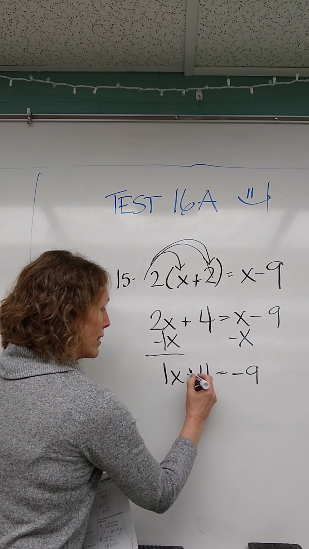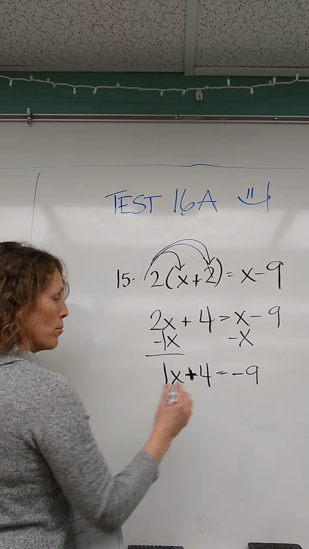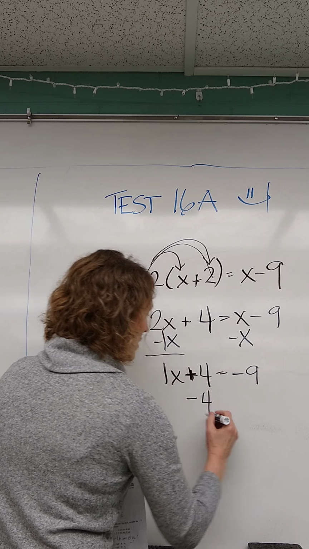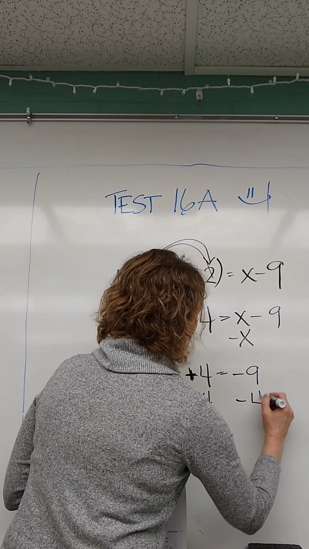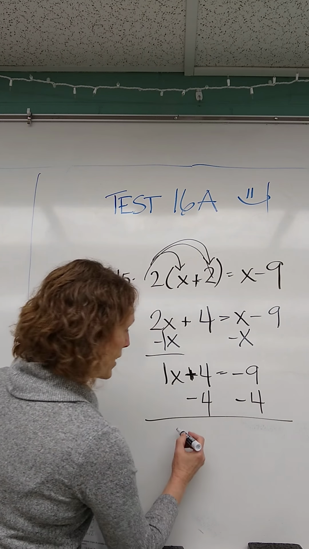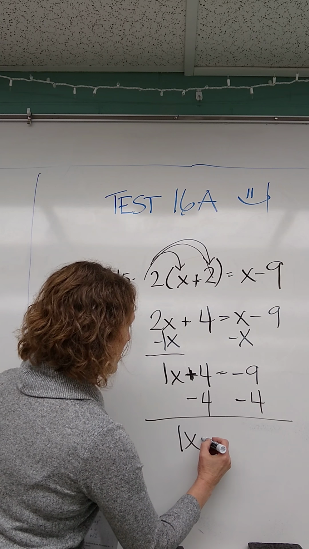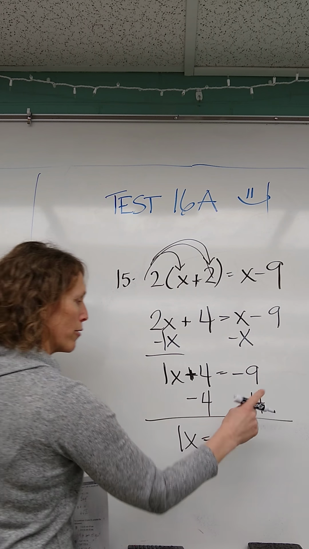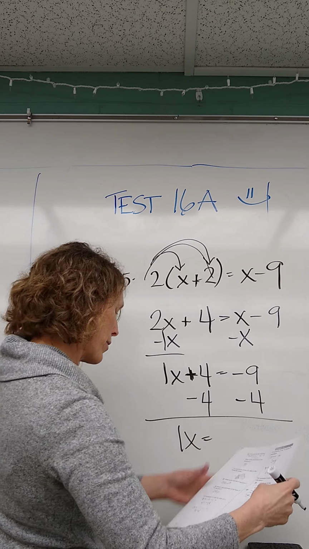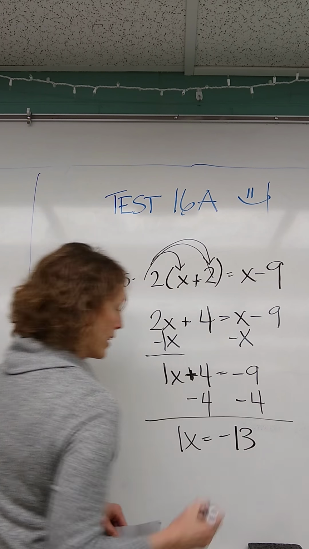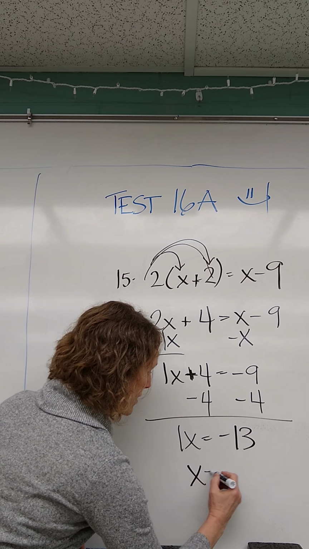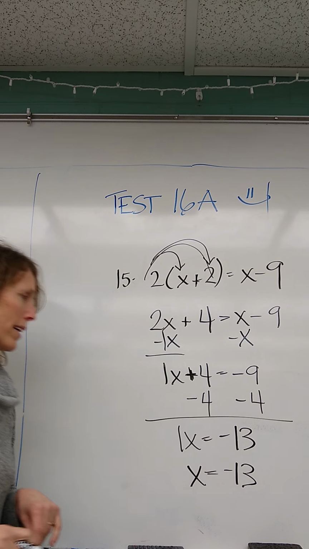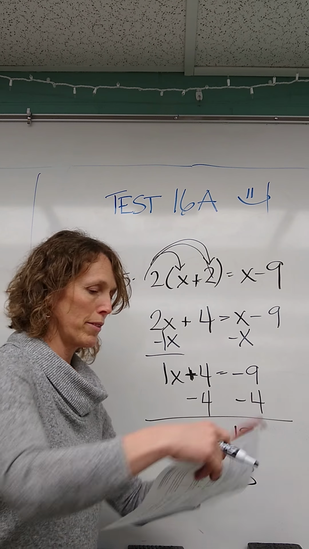So it's a positive 4. To move it, I subtract 4 from both sides. Okay. All that's left over here is 1x. I'm going to take a negative 9 and a negative 4, and that becomes negative 13. And that's my answer. Remember, I can just say x equals negative 13. Same thing. Okay, so that is number 15.